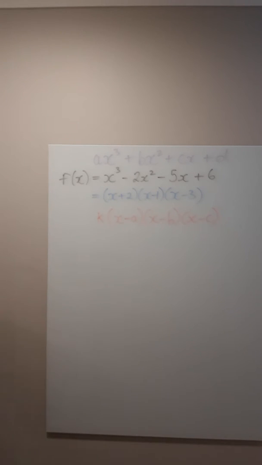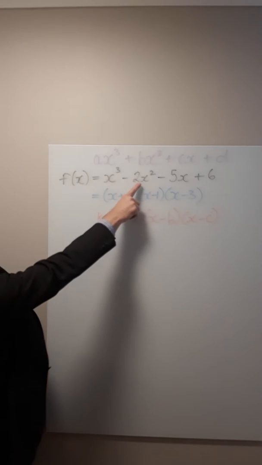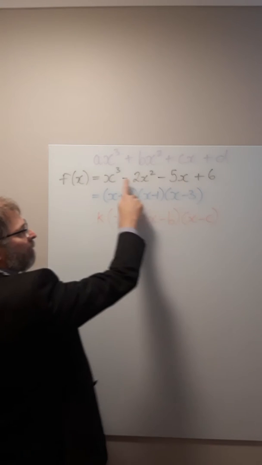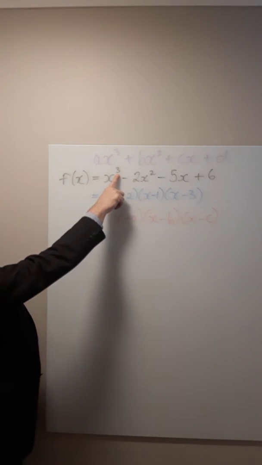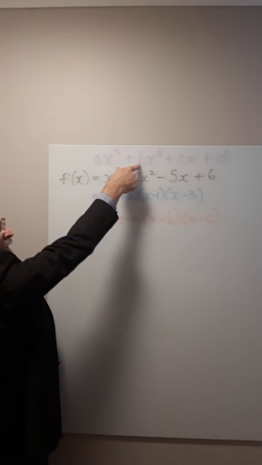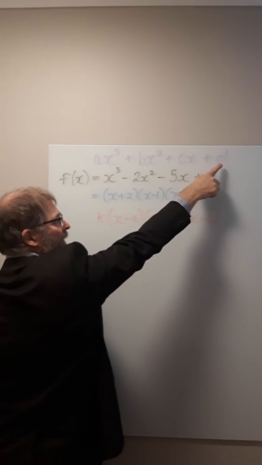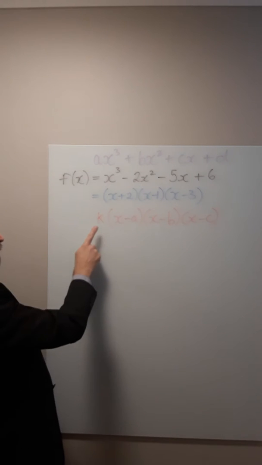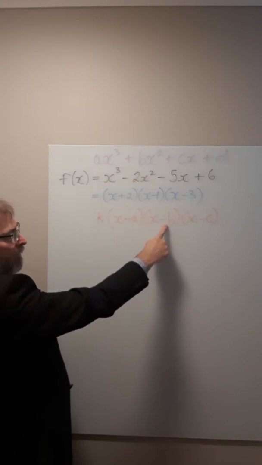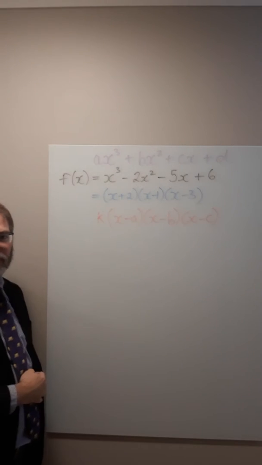Today we're looking at cubic equations, and a standard cubic, of course, has a highest power that is 3. For example, x cubed minus 2x squared minus 5x plus 6 is a cubic because the highest power is 3. A standard cubic might be written ax cubed plus bx squared plus cx plus d, or it might be written in factored form, k(x minus a)(x minus b)(x minus c) multiplied together.